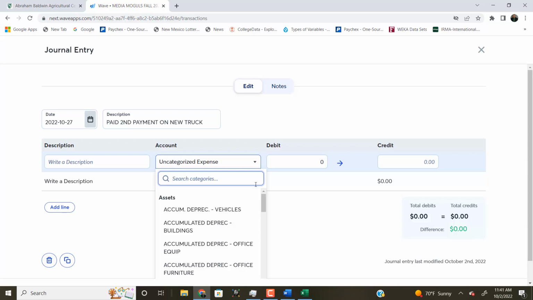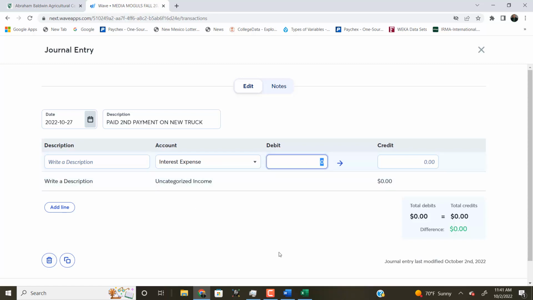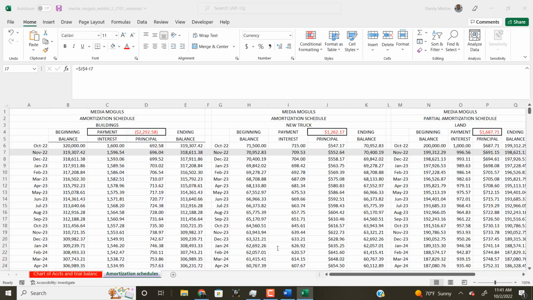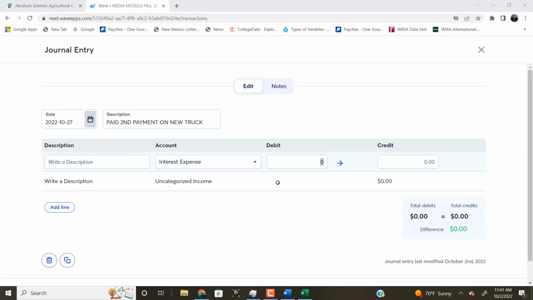And now we have the interest expense. And again, I'm just going to look it up to make sure I get the account. I'm looking up the account, obviously. Over here on the debit side, I'm going to pop back over and see this is the new truck. Make sure you're in the right place. 709.53. That's your interest expense.